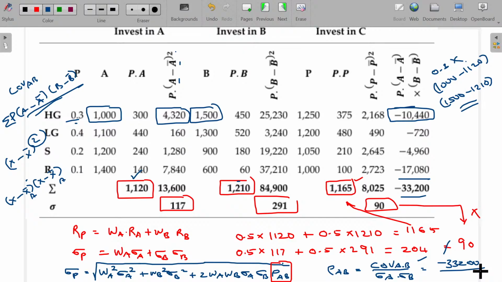That should be divided by the standard deviation. Standard deviation for A is 117. Standard deviation for B is 291. Now, what is the final value you are getting? Minus 0.975 you will be getting. This is called correlation. Clear?